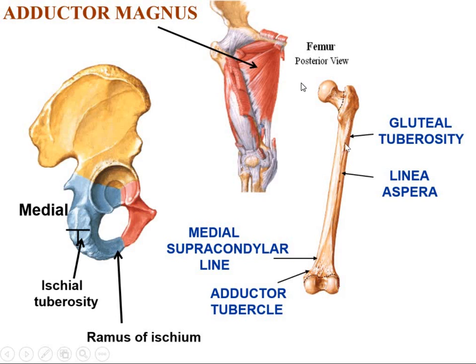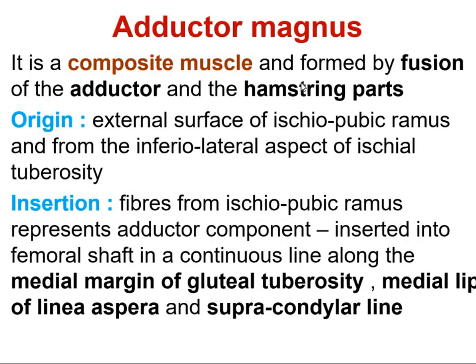This is the gluteal tuberosity, the medial aspect of the linea aspera, and then the medial supracondylar line. So it is inserted along a straight line.